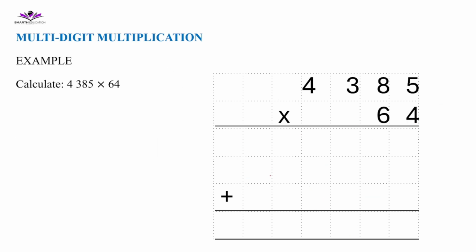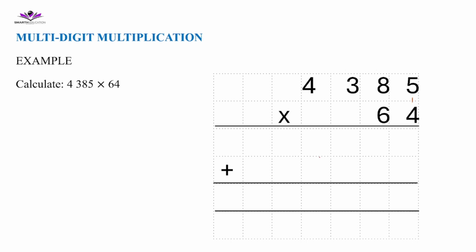Let's do one more example. Start by multiplying by the unit, which is 4. So it's 4 times 5, which is 20. So we write down the 0, and then we carry the 2. And then we have 4 times 8. What is 4 times 8? That is 32. 32 plus 2, that is 34. Write down the 4 and then carry 3. And then we have 4 times 3. 4 times 3 is 12. 12 plus 3 is 15. Write down the 5 and carry 1. And then we have 4 times 4, which is 16. And then 16 plus the 1, we get 17, like this. We're done multiplying with 4.